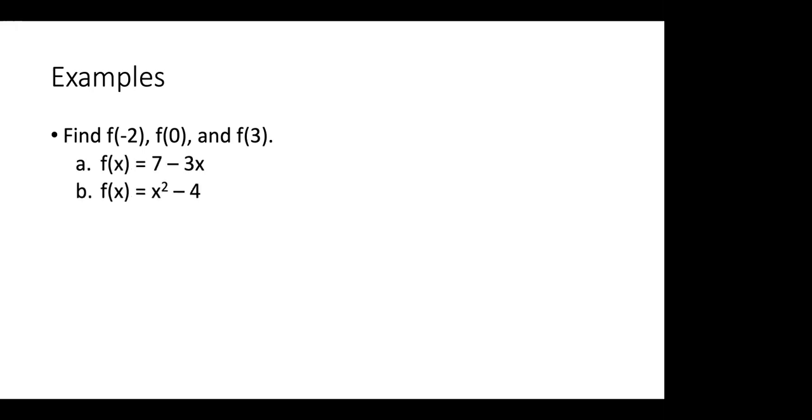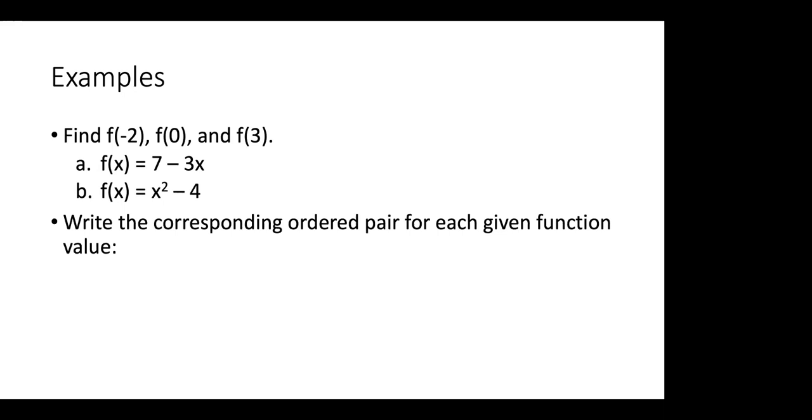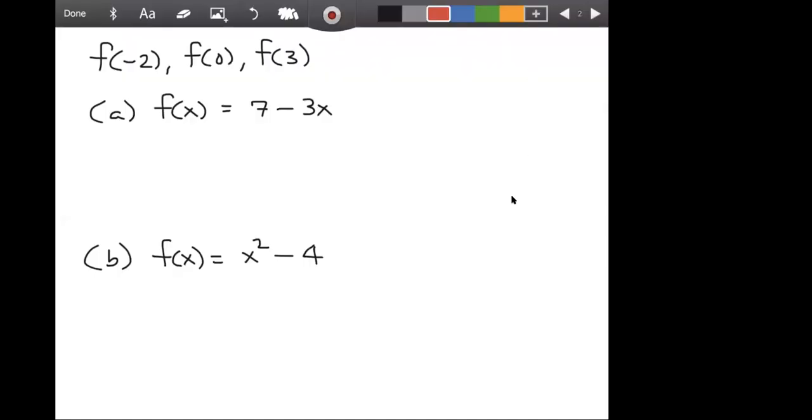All right, so next batch of examples, we're going to find f of -2, f of 0, and f of 3 for these two functions. And then we're going to write the corresponding ordered pair for each given function value. f of 7 equals -2, and g of 0 equals -7/8. All right, here we go. So first we're finding f of -2, f of 0, and f of 3 for these two functions, starting with f of x equals 7 minus 3x.